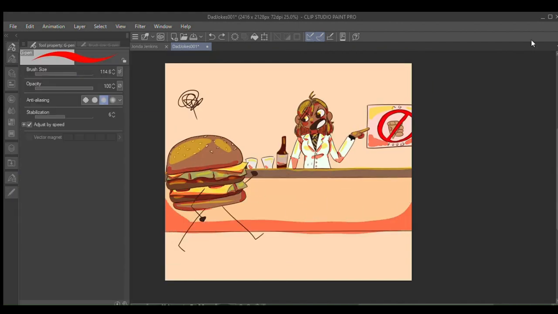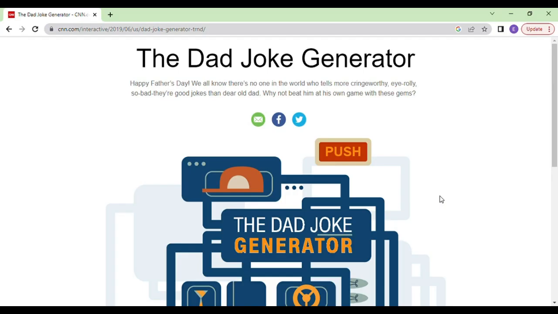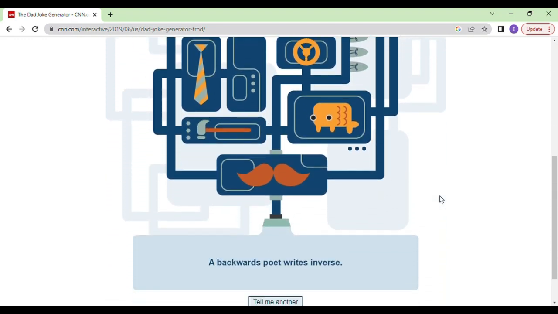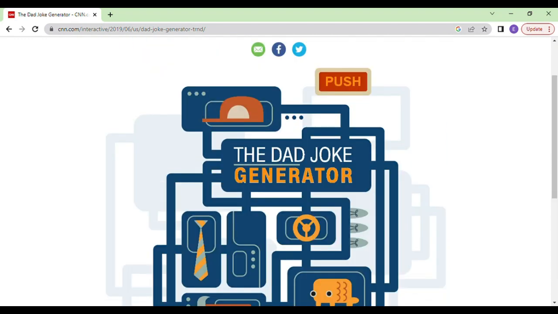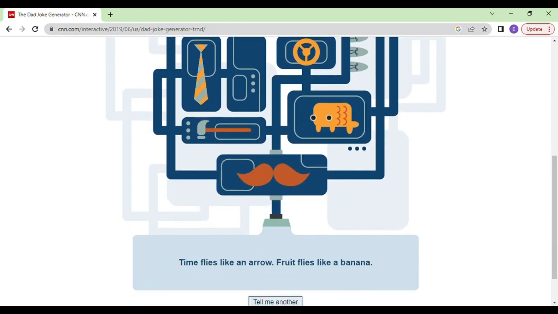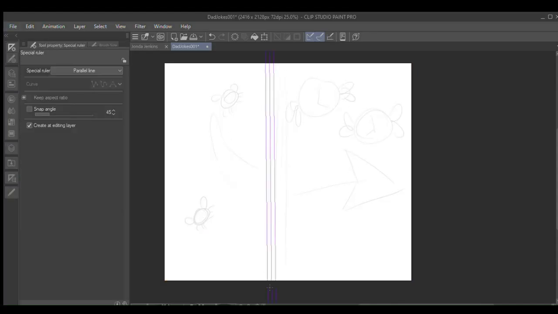And yeah, from about here, I have: a burger walks into a bar. The bartender says we don't serve food here. And here's my third confession, because I got a backwards poet writes in verse, and I thought that joke was funny, but I didn't know what to draw for it, so I did it again. And that's my third confession. I didn't do the first one I got.